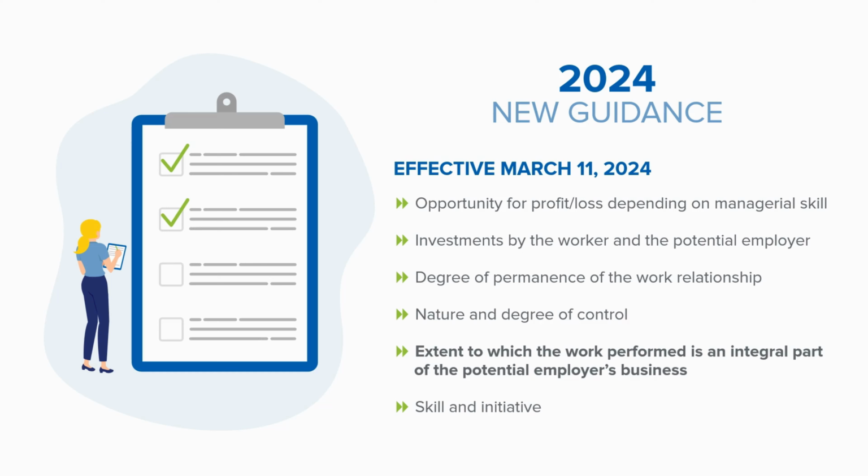So, does the worker have an opportunity for profit or loss depending on managerial skill? Are there investments by the worker and the potential employer? The degree of permanence of the working relationship? The nature and degree of control. Number 5 is the big one that they kind of bubbled up and made a part of this analysis: the extent to which the work performed is an integral part of the potential employer's business. And then finally, skill and initiative. So please pay close attention to number 5.